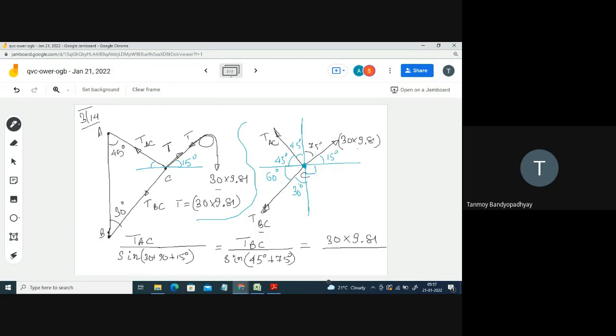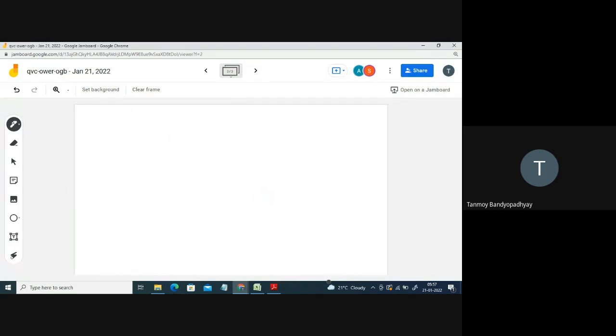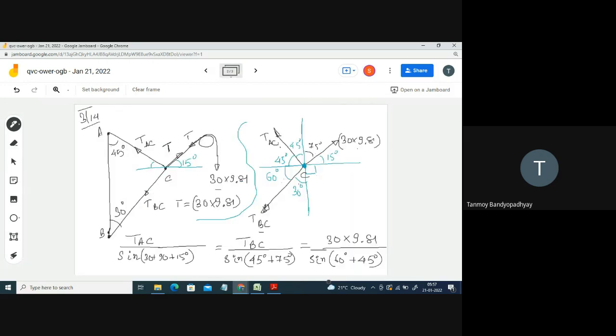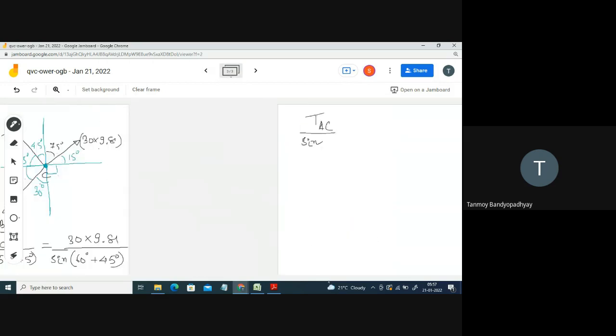divided by sine of the angle between the other two forces. So what is the angle between the other two forces? TAC and TBC, that is 60 plus 45. So এটাকে তোমরা যদি you could write them in a clear fashion, you should be getting TAC divided by sin কত আসছে ওটা 30 plus 90 মানে 120, 135 I think, তাই তো?